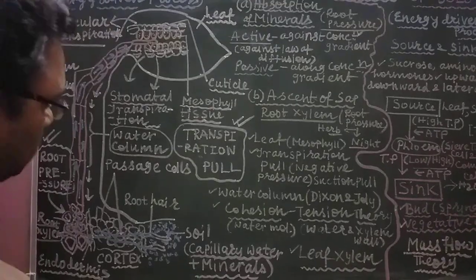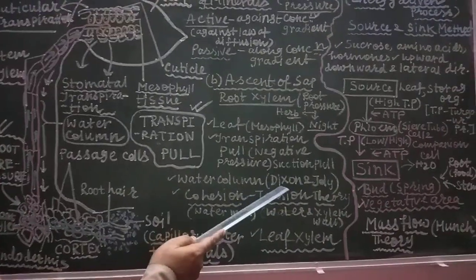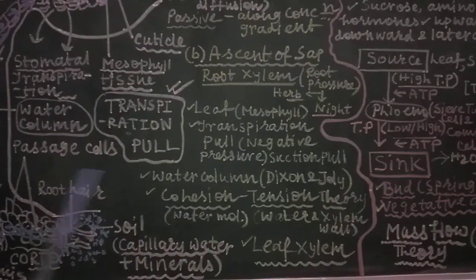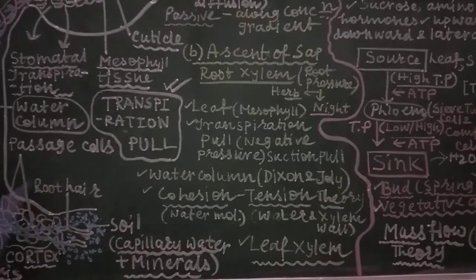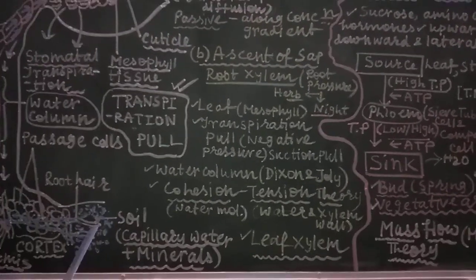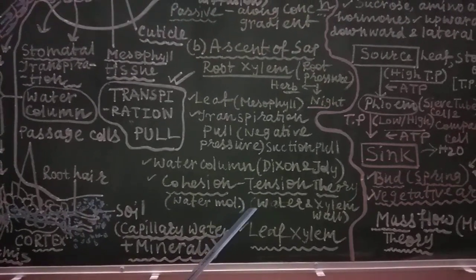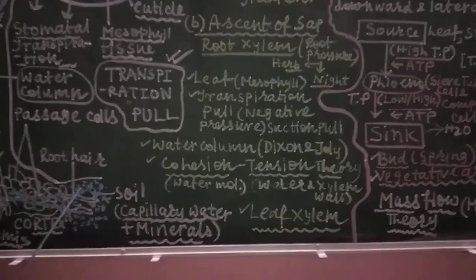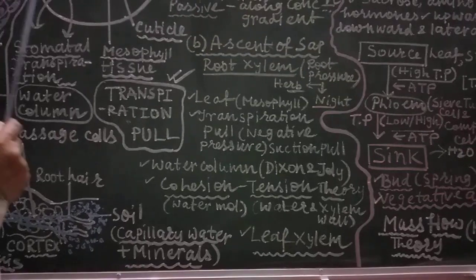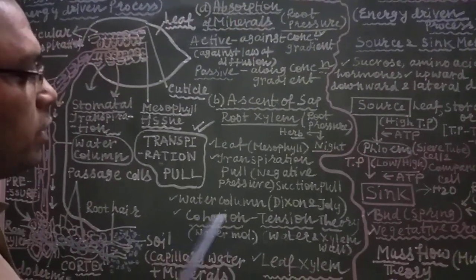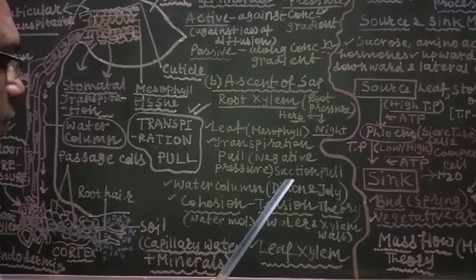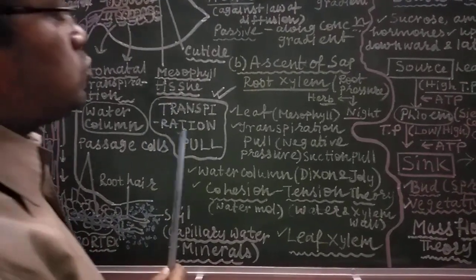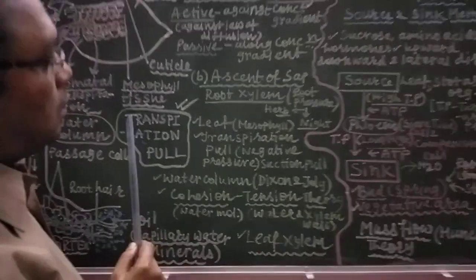This theory was given by Dixon and Joly. This is called the Dixon and Joly theory. How is this water column maintained? This water column is maintained due to cohesion and adhesion. Cohesion between the water molecules and adhesion between the water molecules and the xylem wall, due to which this water is moving through the root hair cells up to the leaf mesophyll tissues. This is called the cohesion tension theory given by Dixon and Joly. In this way, water and minerals are transported to the upper part of the plant.